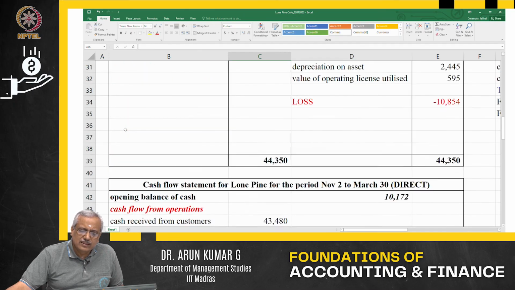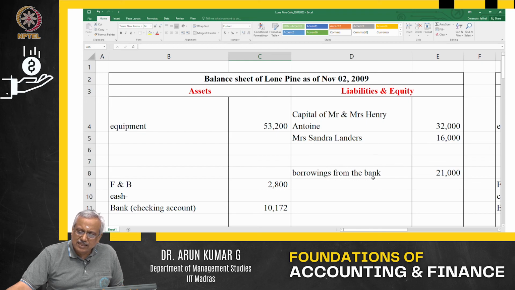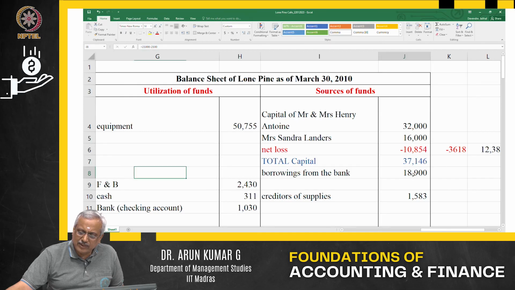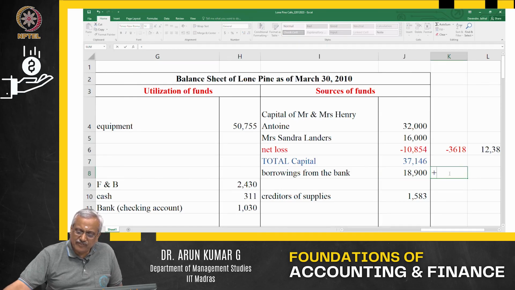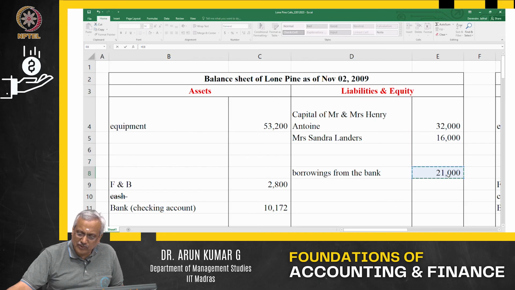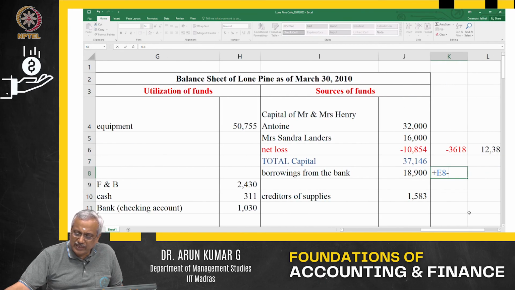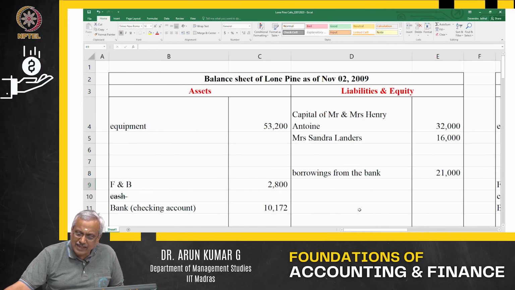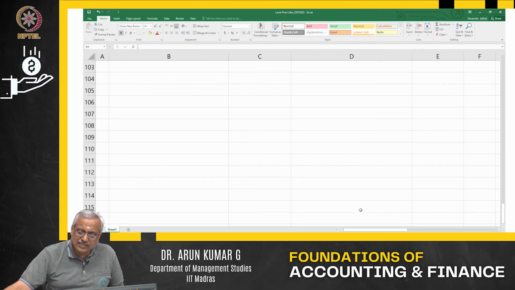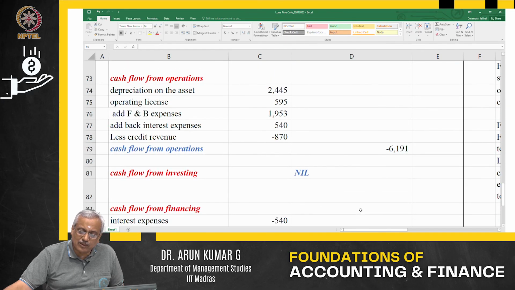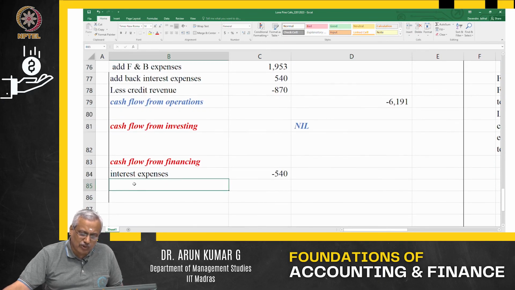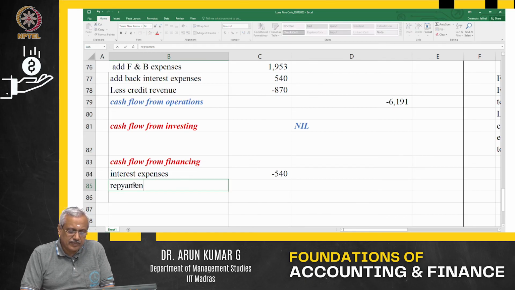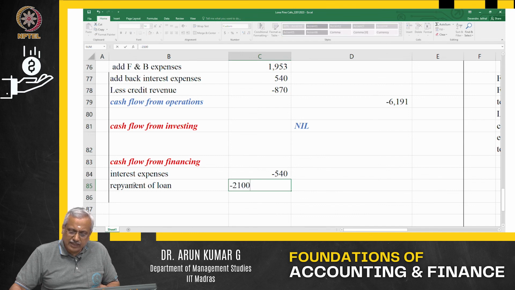Then I go back to my balance sheets. Bank borrowing was 21,000. Now look at the bank borrowing at the end of it, 18,900. The borrowing has reduced to 18,900. The difference is 2,100. Why is there a difference? Nobody has given you charity. The difference is because you would have repaid that loan. Repaid that loan means cash outflow. Repayment of loan, 2,100 cash outflow.